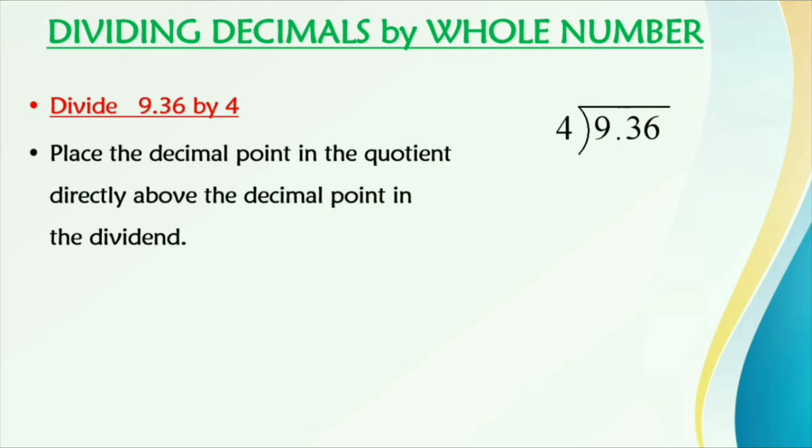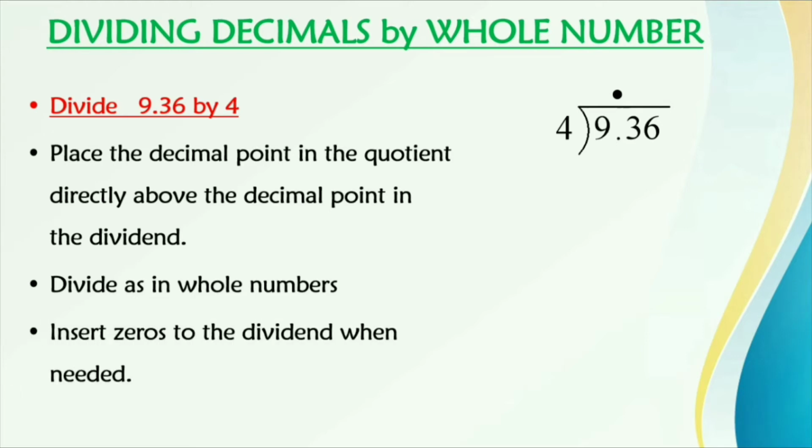Okay, so kapag whole number na yung ating divisor, yung pang-divide natin, ang gagawin nyo na lang is place the decimal point in the quotient directly above the decimal point in the dividend. So, kung saan nakatapat yung decimal point ng dividend natin, itatapat nyo na lang yung point dun sa taas and then divide as in whole numbers. Okay? So, ganun lang yung gagawin nyo. Pag nailagay nyo na yung decimal point sa quotient, magdi-divide na tayo. Then, insert zeros to the dividend when needed.